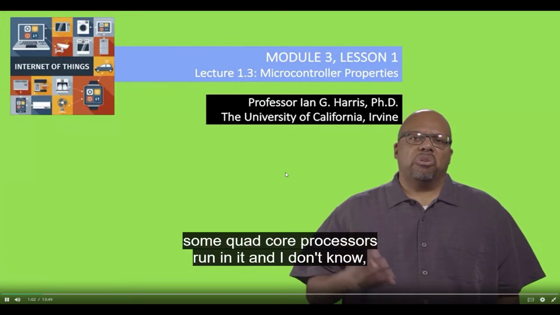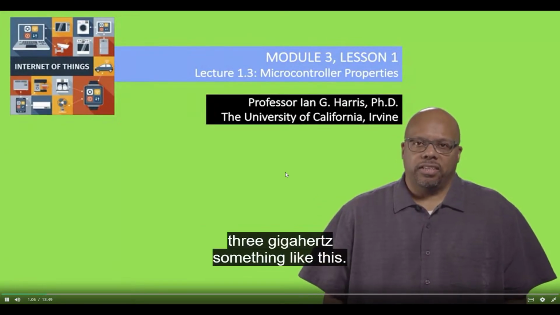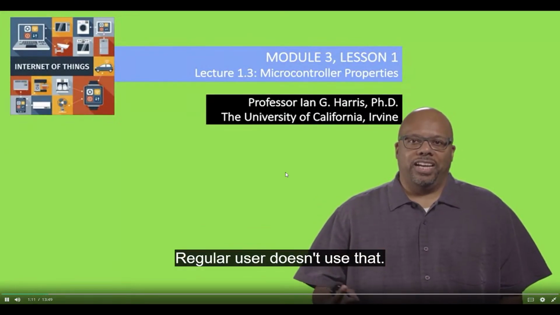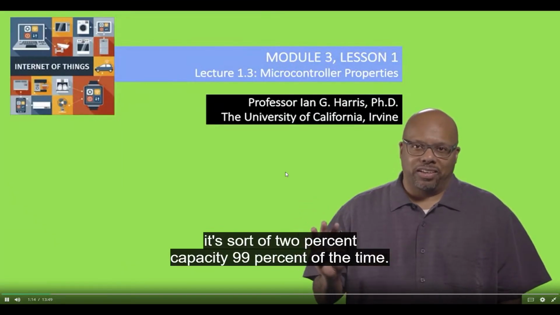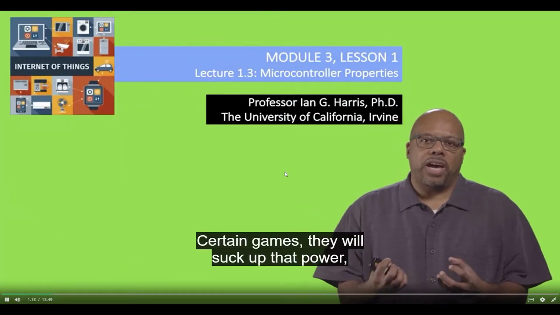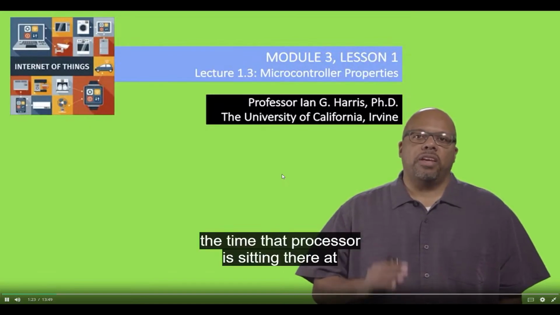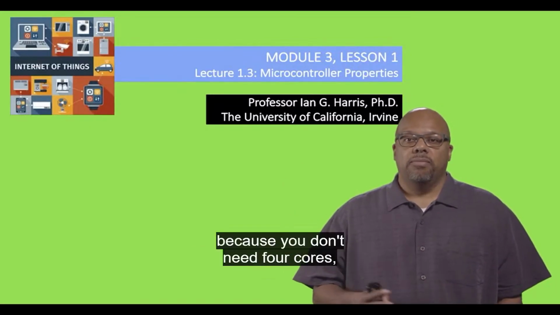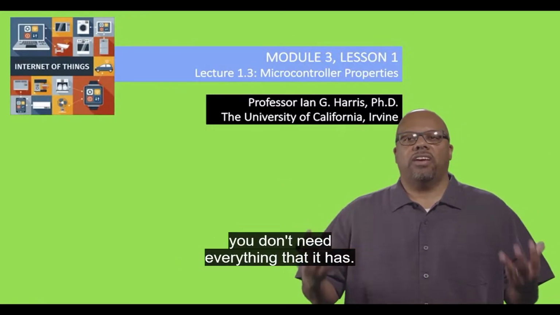If you look at a desktop or laptop, those things are over-engineered, in the sense that you get some quad-core processors running at, I don't know, 3 gigahertz. A regular user doesn't use that. In fact, it's running at about 2% capacity 99% of the time. You start playing a game, certain games will suck up that power. They will use what the computer has. But the vast majority of the time, that processor is sitting there at 2%, basically idling, because you don't need 4 cores. You don't need that kind of clock rate. You don't need everything that it has.